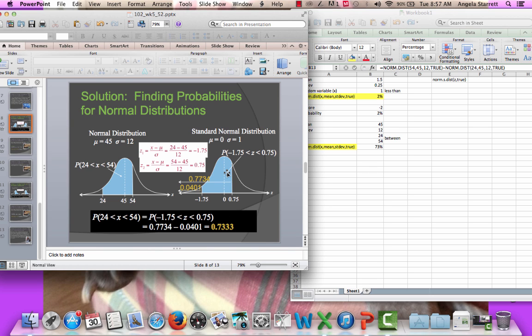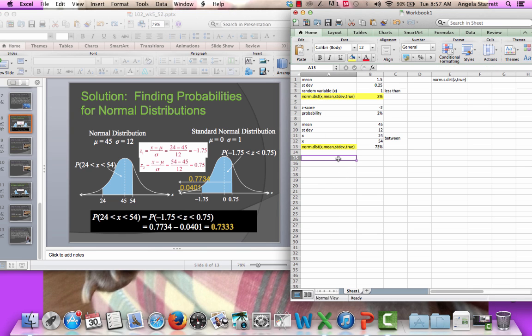There's really no reason to, but if we were to convert to z-scores, let's get a z-score for 54 and a z-score for 24. Here we have 54 minus 45, close parentheses, divided by my standard deviation. That's our 0.75 that we see here in the slide. Now let's get a z-score for 24: x minus my mean, divided by my standard deviation, and there's my negative 1.75.